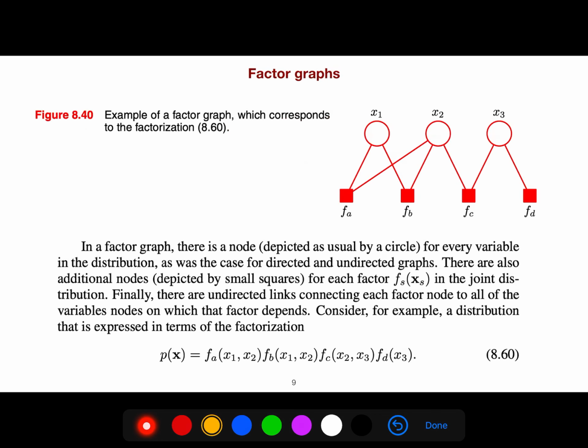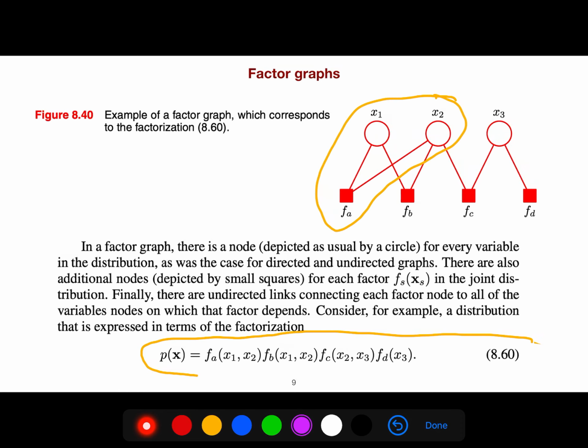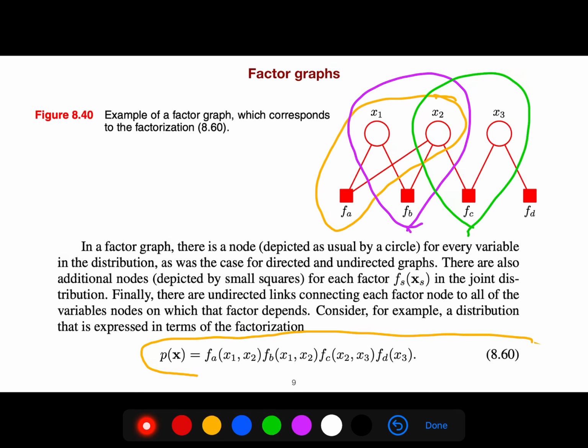This is an example of a factor graph which corresponds to this factorization. You see, first, this clique FA of X1 and X2. Then you multiply FB of X1 and X2. Then, because they are independent, you multiply FC of X2 and X3. Then we multiply X3 because that's the only thing that's remaining. So if you multiply, then you want to maximize this probability.